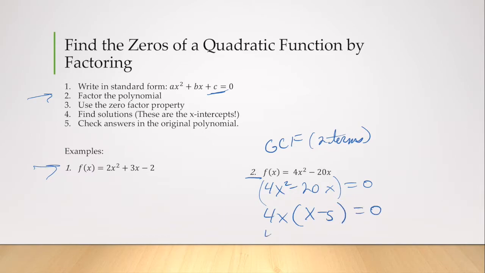We're going to go ahead and set each of those factors equal to 0. So I get x equals 0 and x equals 5. Those are my two x-intercepts. And it's okay to have an x-intercept be 0. Remember, that would just be the origin. X is 0, y is 0.